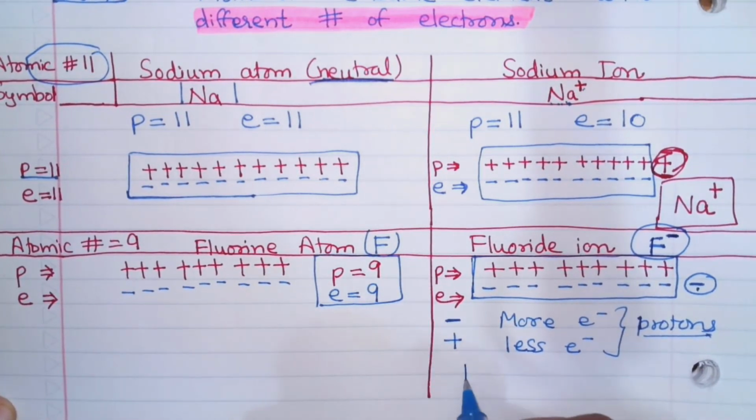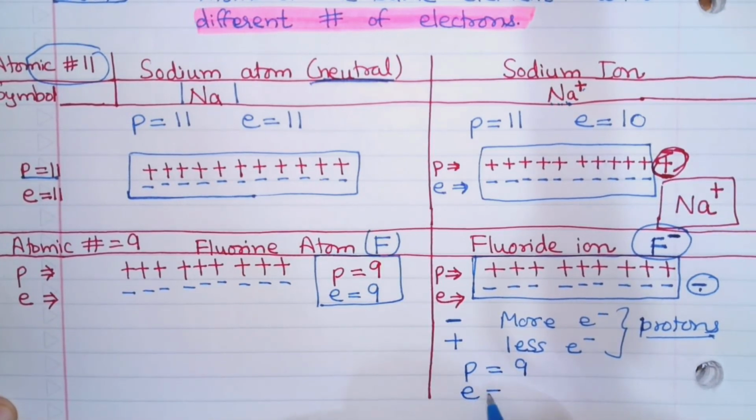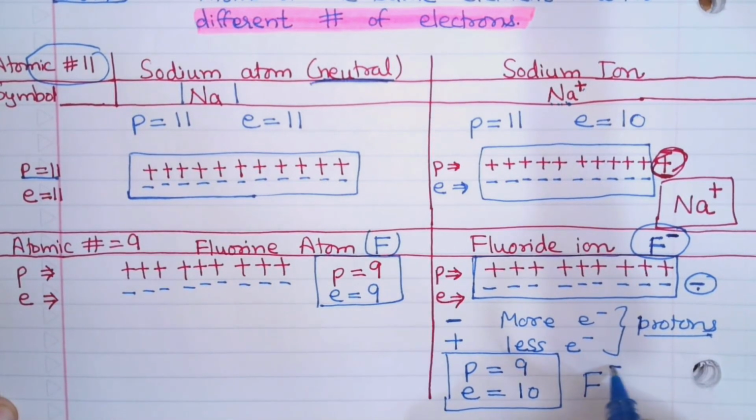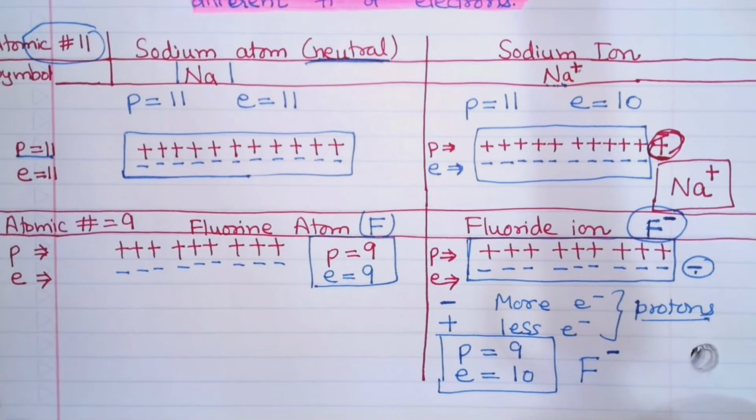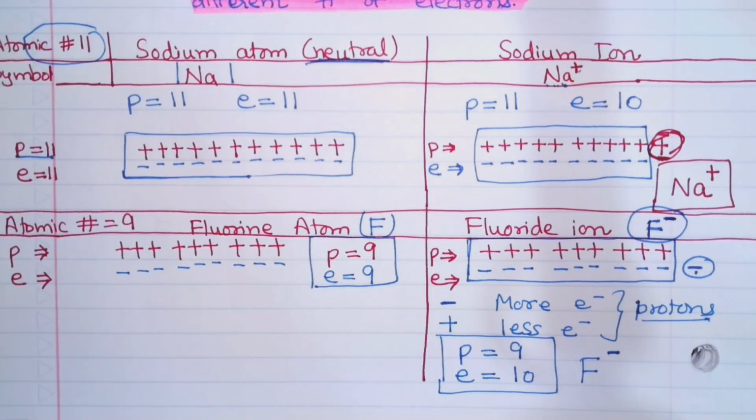So if it has 9 protons, there should be 10 electrons, an additional electron that will stay as a negative charge on the fluorine atom. That's it. So I hope that video is helpful.